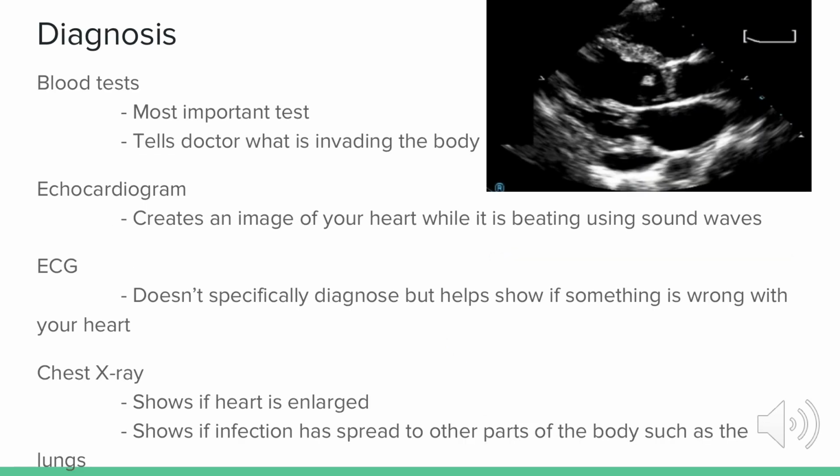Diagnosis. You can have a blood test, which is the most important, and tells the doctor what is invading the body. An echocardiogram, which creates an image of your heart while it's beating using sound waves. An ECG, which doesn't specifically diagnose, but helps show if something is wrong with your heart. A chest x-ray, which shows if the heart is enlarged and if infection has spread to other parts of the body, such as the lungs.